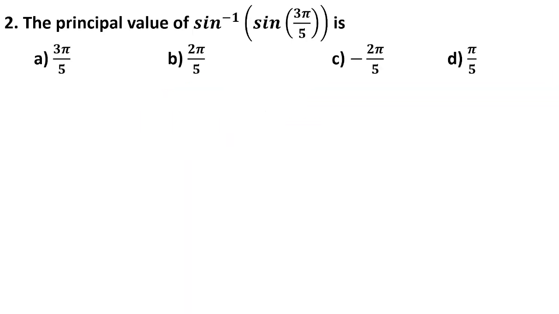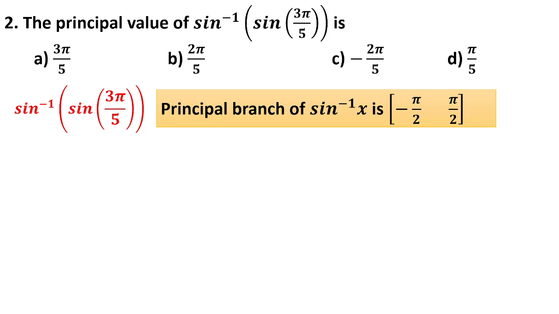We have to find the principal value of sin inverse of sin. You can expect sin inverse of sin, tan inverse of cos, cos inverse of sin, cos inverse of cos, tan inverse of tan, like that. But mostly the angle which is given, for example here 3 pi by 5, will be outside the principal branch. It will be some other branch. What you have to do is bring it to the principal branch, which we recollect is from minus pi by 2 to pi by 2.